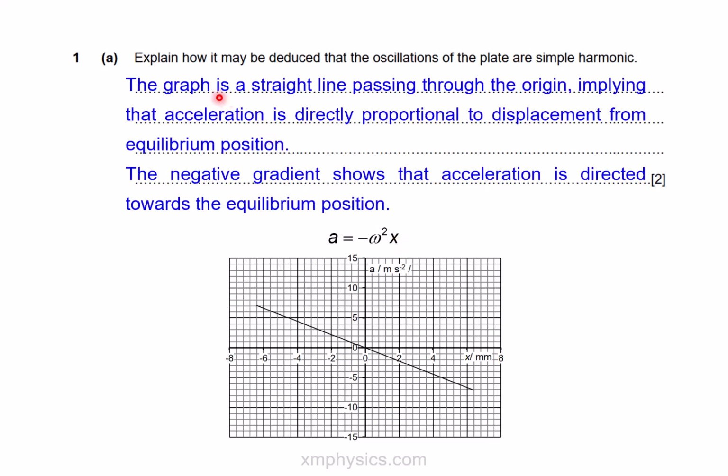So you're going to say, because the a-x graph is a straight line passing through the origin, that means a is directly proportional to x. But that's not the complete explanation yet, because if there's no negative sign here, then the acceleration will be pointing in the wrong direction. Because the a-x graph has a negative gradient, we know that the acceleration is directed towards the equilibrium position, which means for this motion, we're going to have a restoring force. That's why it ends up oscillating.